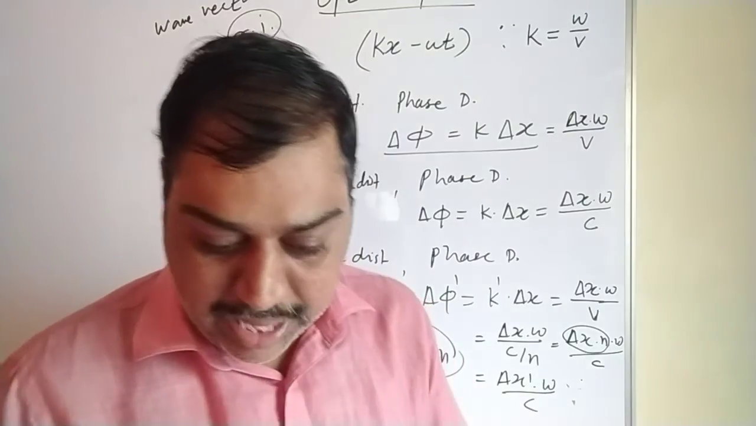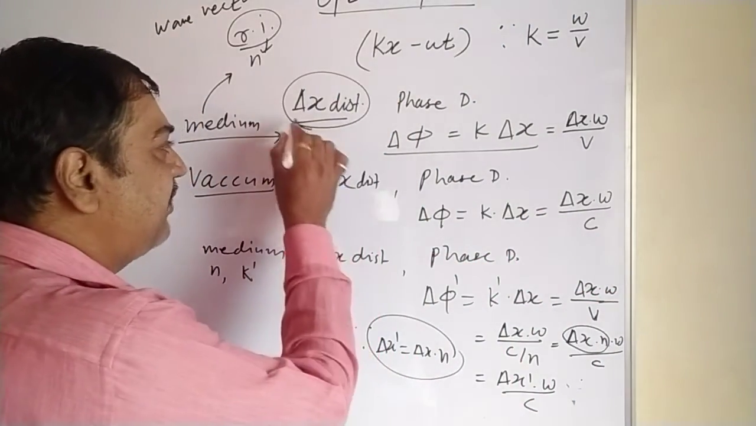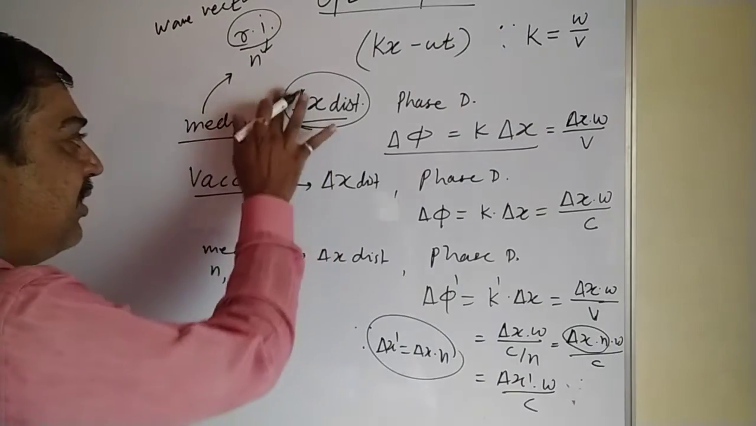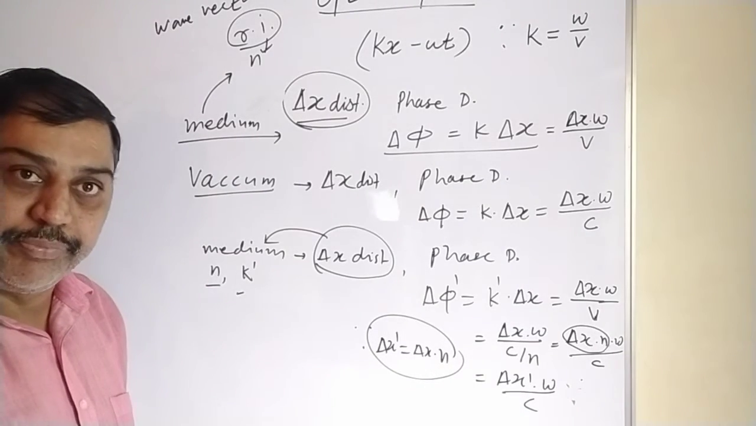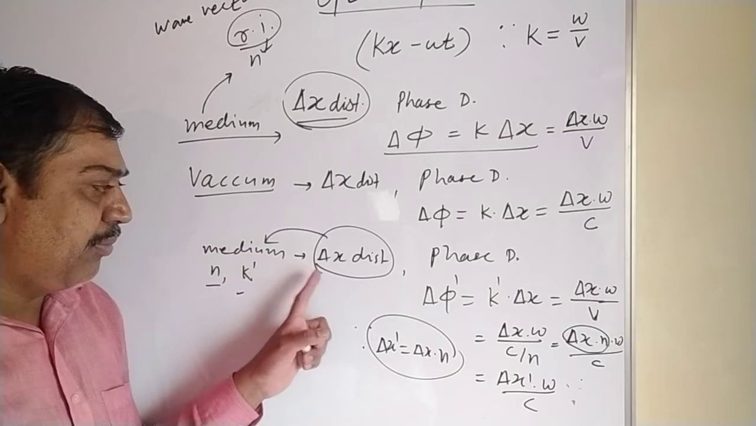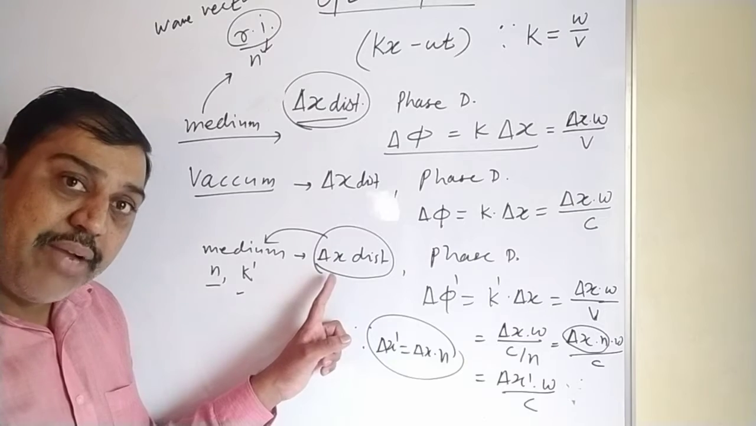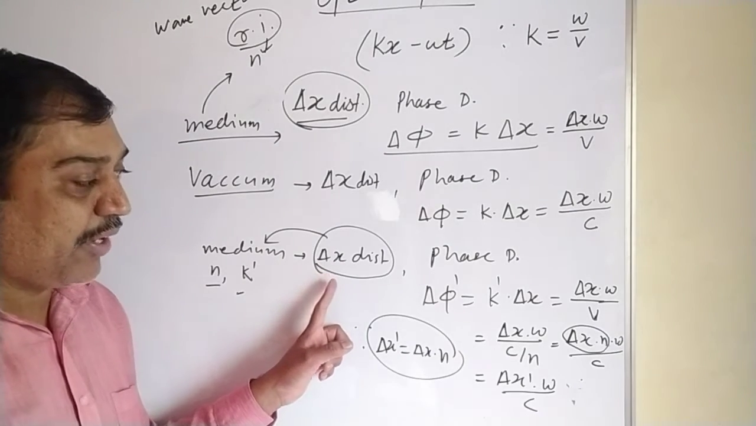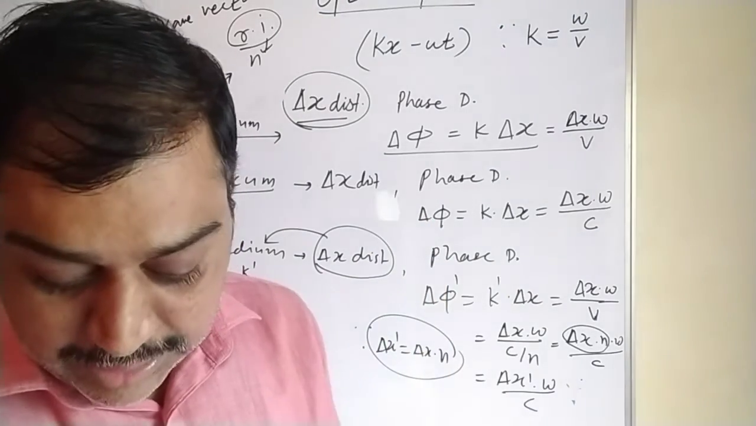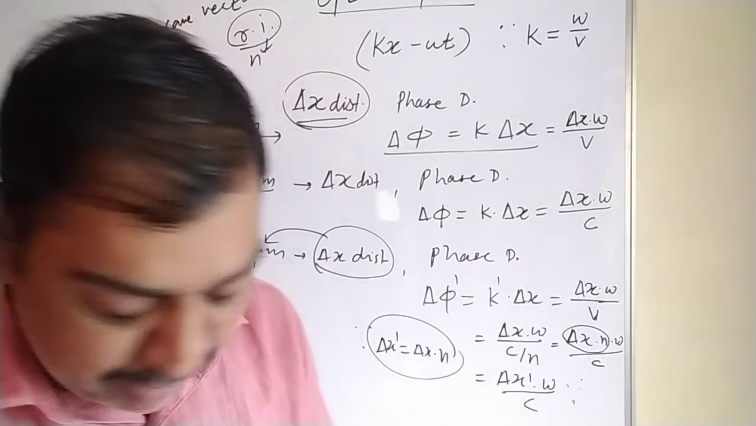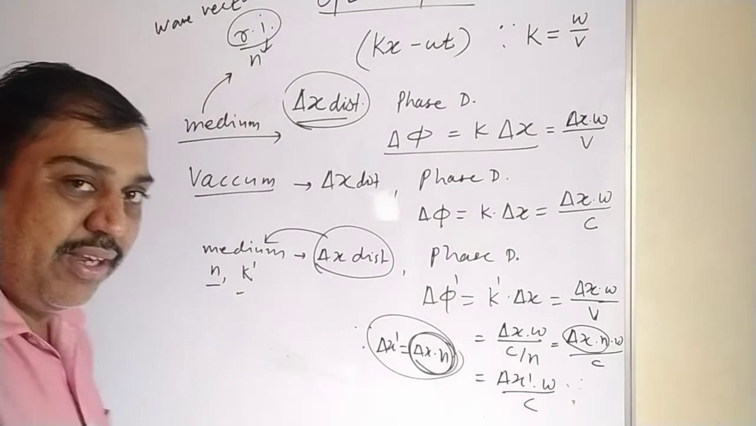Now what exactly is optical path? In this case, suppose the wave travels a distance delta x in a medium whose refractive index is n and k dash is the wave vector. If the same light were to travel in a vacuum to make the same phase difference, then that is said to be the optical path. And that optical path is represented by n into delta x. This term n into delta x itself represents the optical path.